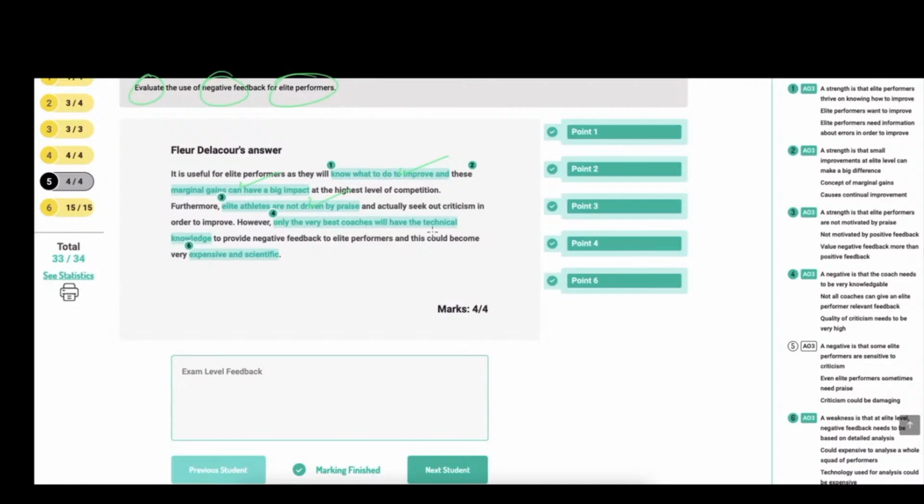Only the very best coaches will have the technical knowledge, so this is negative. So you're talking about the real elite of elite here, right? Because if you're working with an autonomous stage learner and you're trying to make them better, you've got to know your stuff, right? And finally, it can be expensive and scientific. So there's a couple of drawbacks in there, and we're able to evaluate in that way. But notice, positives and negatives of negative feedback for this kind of performer. Is this the kind of question that we're going to get picked up in the exam?